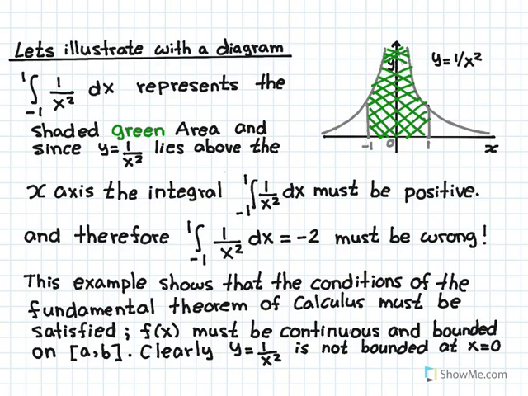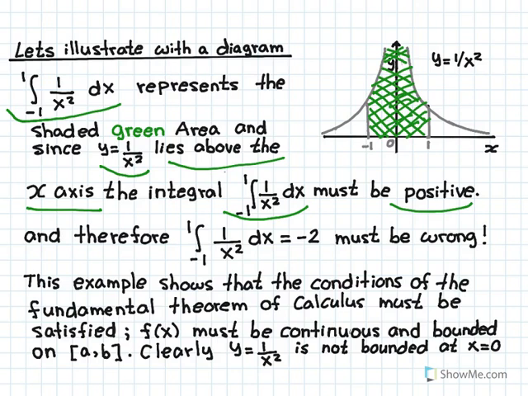So let's illustrate with a diagram. The integral from negative 1 to 1, 1 over x squared dx represents the shaded green area, this area here. And since y equals 1 over x squared lies above the x-axis, the integral must be positive. And therefore, the integral from minus 1 to 1, 1 over x squared dx equal to minus 2 must be wrong. This example shows the importance of checking the conditions of the fundamental theorem of calculus.